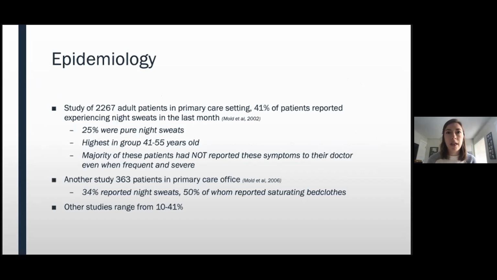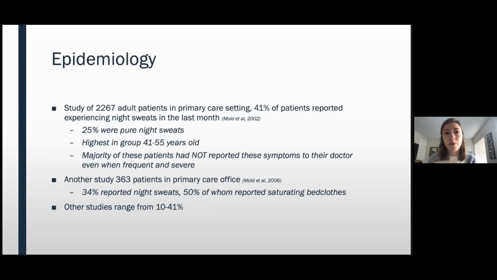So why should we care about this? This is kind of a niche topic, I realize. But when I was looking into it, it's actually a really common symptom that our patients are experiencing. So depending on which study you look at, there's a range in how frequent this is in the primary care setting. Some studies say 10%, and then up to 41% of patients in a primary care setting are experiencing night sweats. So the biggest study that I saw was this cross-sectional study of like 2,300 adult patients in a primary care setting who were surveyed.